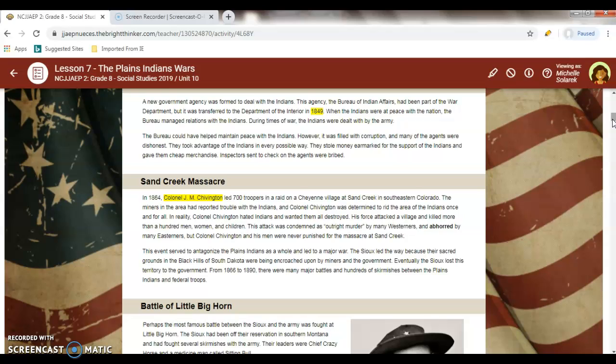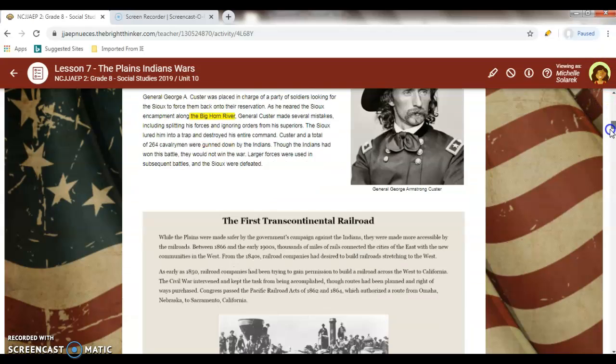This event led the Plains Indians as a whole to a major war, and because of the sacred grounds of the Black Hills of South Dakota being encroached upon by miners and the government, eventually the Sioux lost this territory to the government. So that was a major event that happened between the Indians and the government.